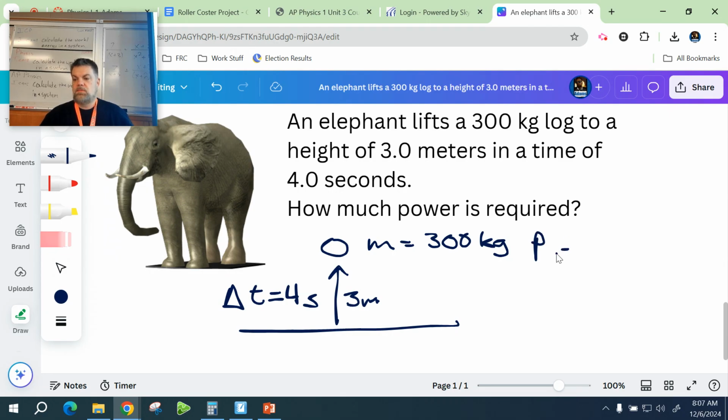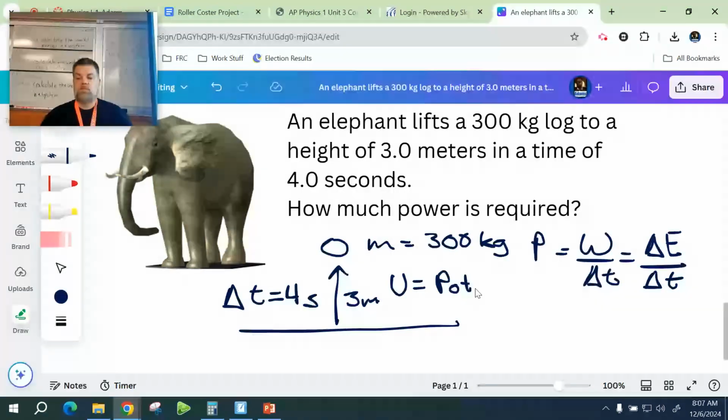So the power is going to be the work over time, or the energy over time. Now, the easiest way to do this is to ask what type of energy we have if we have a height and we have the mass and we lift it? Well, that is U, potential energy. Okay? So, what's the formula for that? Well, remember that it's the mass times the acceleration due to gravity times the height all over delta T, and we already know what delta T is, 4 seconds.